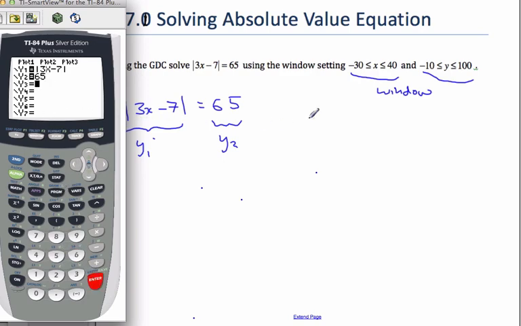The question tells me I need to set up my window first. We're going to go from negative 30 up to 40. What should we make the scale? Let's do 10. Then y min negative 10, y max up to 100. You missed the Y scale. Yep, and Y scale, let's do 10 again.